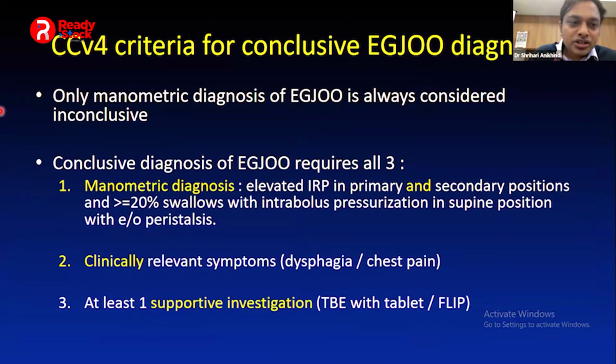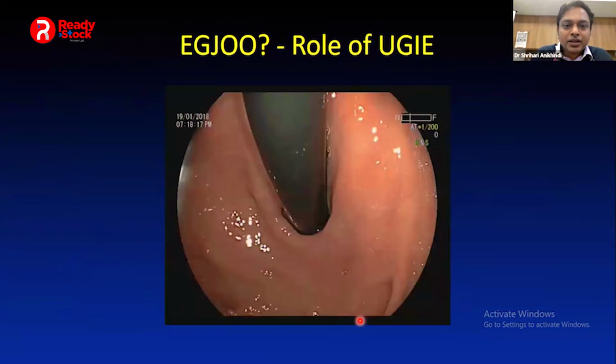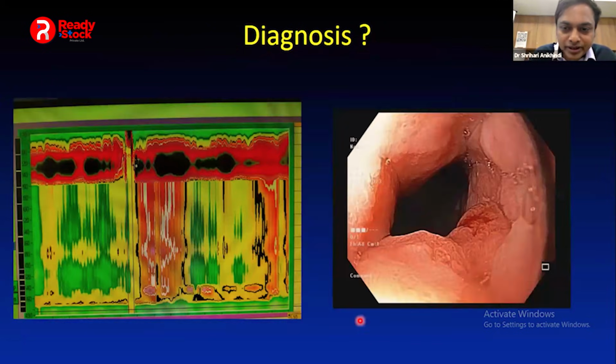Okay. So Chicago 4 tells us that for a conclusive EGJ outflow obstruction diagnosis, it requires three parameters. The IRP should be elevated in primary as well as in secondary positions, and 20% of the swallows should show intrabolus pressurization. There should be a clinically relevant symptom like dysphagia or chest pain, and there should be at least one supportive investigation like a timed barium esophagogram or an EndoFLIP or a barium tablet. Okay, this is very important. So, very important, whenever you have diagnosed EGJ outflow obstruction, maybe repeat your endoscopy and see on retroversion, are you missing out on something, right?